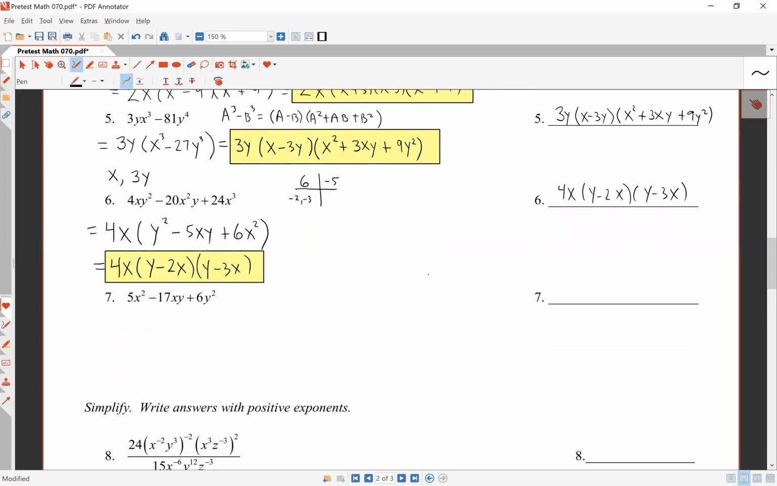Number 7, the greatest common factor of all three terms is 1, so we have nothing to factor out. So we do the same kind of process as in number 6, and we take 5 times 6 is 30 to get negative 17. The product of two numbers that's 30 and that adds to negative 17 is going to be negative 2 and negative 15. For this one, we go back and we replace the negative 17xy with negative 2xy and negative 15xy.